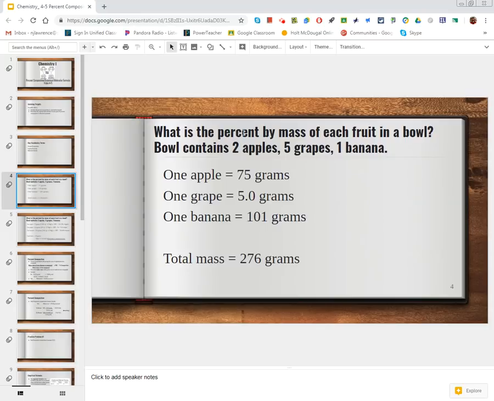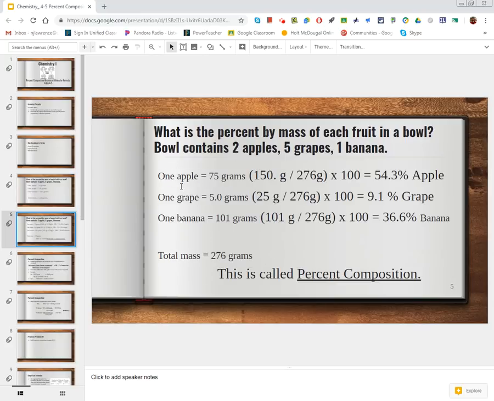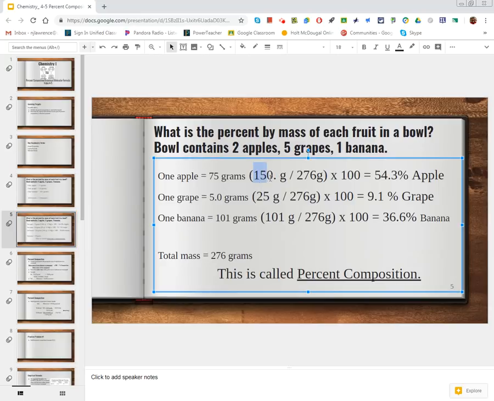This question, if you want to know percent by mass of each fruit, you probably already figured out you would need to find out the mass of each fruit overall and then divide that by the total mass. So your work would look like this. If each apple would weigh 75 grams, you had 2 apples, that would be 150 grams of apple by mass. If I took the part that I was curious in, the mass of the apple, divided by the total mass of the bowl, I would see that by mass, 54.3% of my fruit bowl is made up of apple.